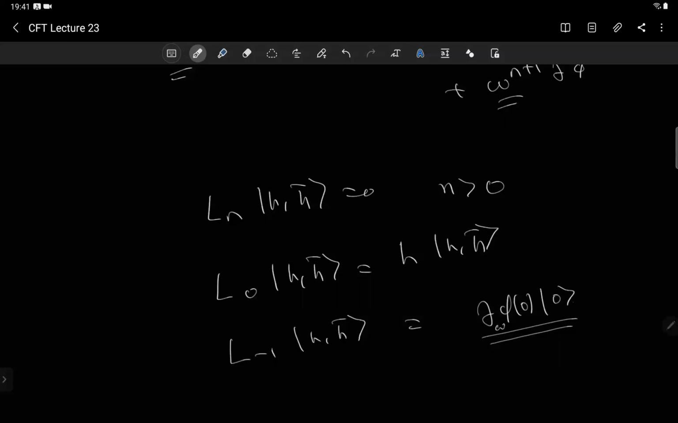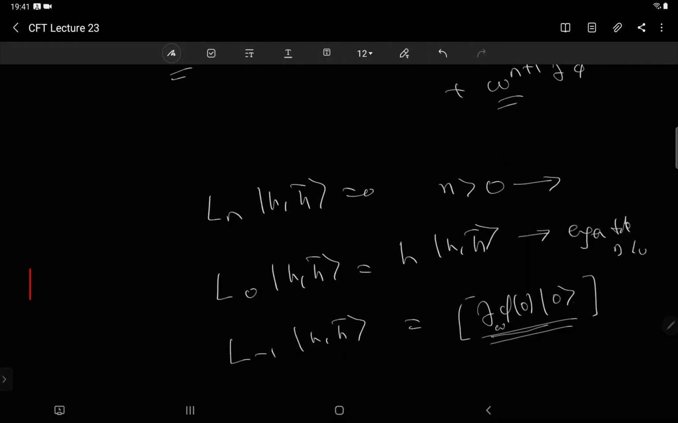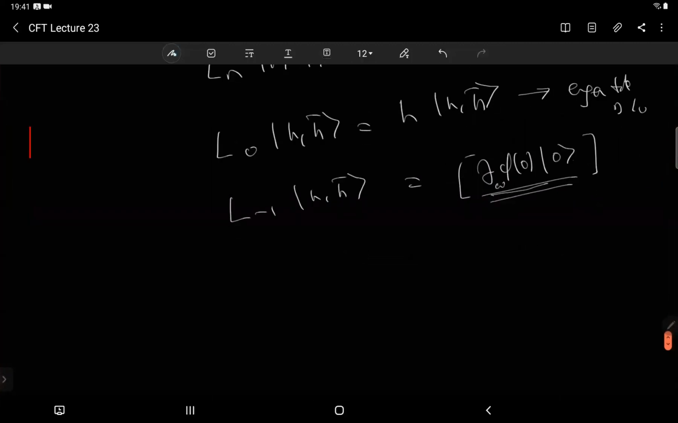So this L minus 1 is something. It is del omega phi, but whatever you want to call it, it is that. But the important thing is that L n for n greater than 0 vanishes, and for n equal to 0, it's an eigenstate of L0. So now you can see what this primary state HH bar is.